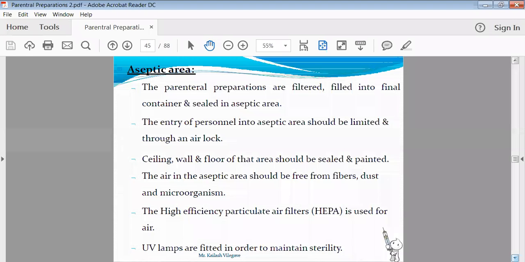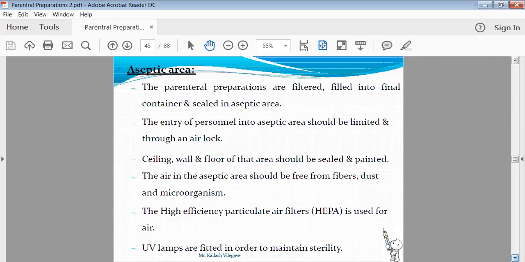And every time we have to sterilize this aseptic area to avoid the development of microbes. Whatever air is coming into this aseptic area should be filtered air. Generally we use HEPA filters to filter the air required inside the aseptic area. This HEPA filter has, you can say, a 0.5 micron size, so particles larger than 0.5 micron cannot come inside that room.